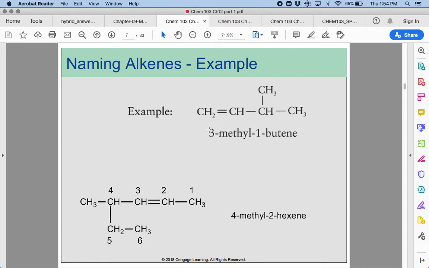And then lastly, here's our prefix. If this was 1, this is 2, which means this is the 3rd carbon where my methyl group is. So 3-methyl, 1 to represent where the double bond is, butene.